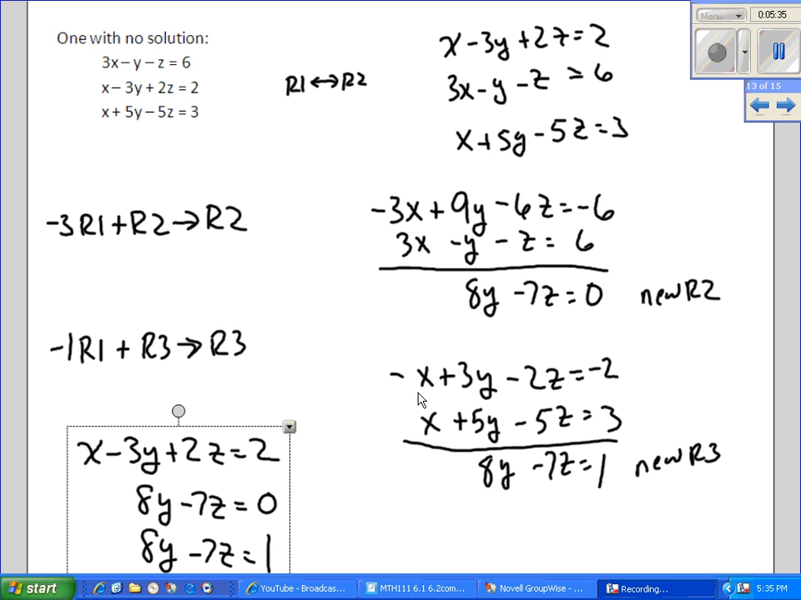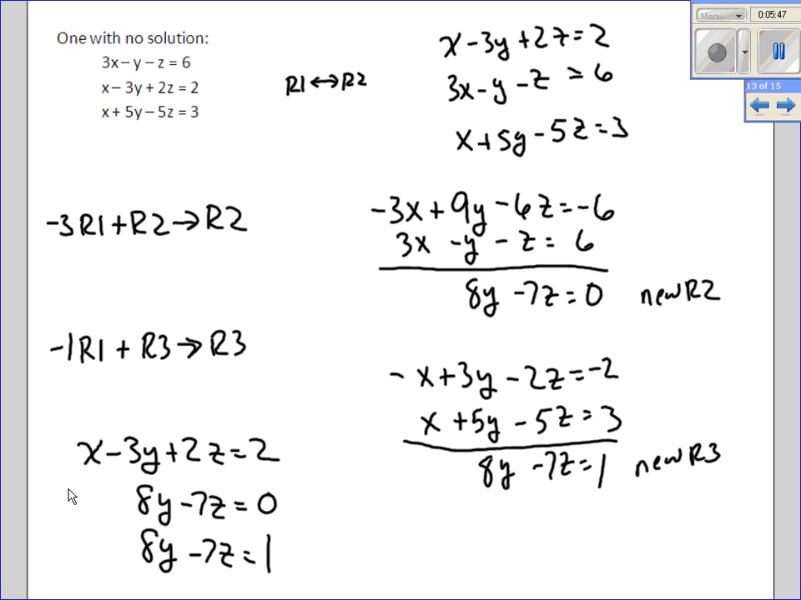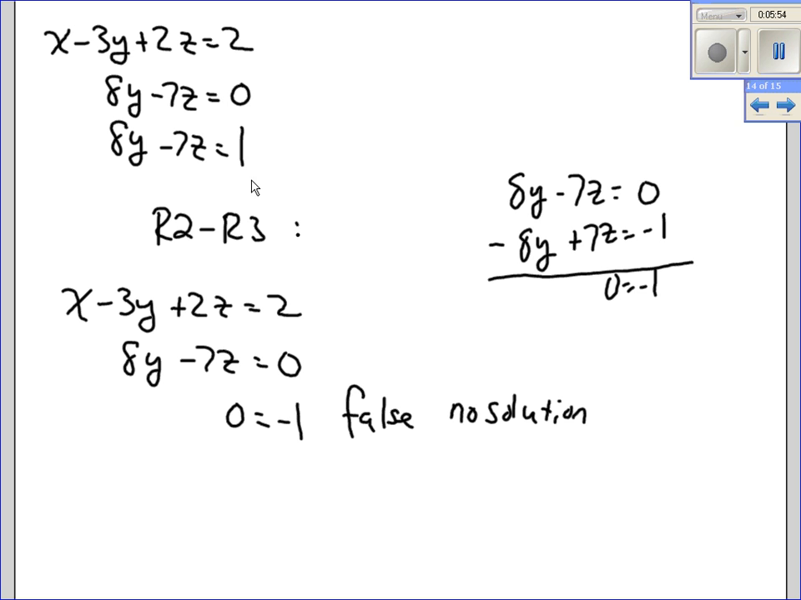And then taking row 1 and just hitting it with a negative, changing all the signs, adding that to row 3. That'll eliminate my x's. And again, I get an equation with just y and z for my new row 3. And then here's my system now, and I think you may be able to see already what's going to go wrong here. Okay, so copied it over again.